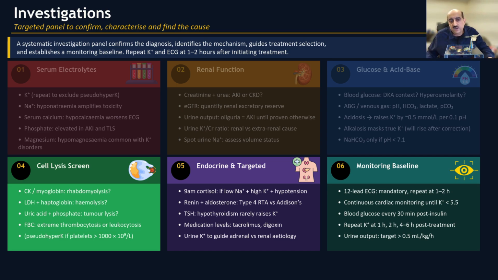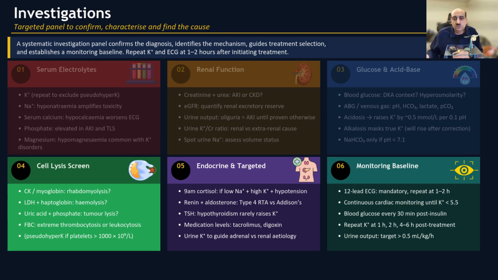Coming to endocrine and targeted panel, random cortisol if you're suspecting adrenal insufficiency, renin and aldosterone levels if you're suspecting type 4 renal tubular acidosis plus Addison's, thyroid function if you're suspecting hypothyroidism, although that rarely causes hyperkalemia on its own. Medication levels, some patients may be on immunosuppressants like tacrolimus and also digoxin. Digoxin and renal failure can be a very deadly combination, especially with ECG changes. So you must do digoxin levels in anyone that you're suspecting digoxin toxicity. And also urinary potassium ultimately to look at whether it's adrenal versus renal etiology.